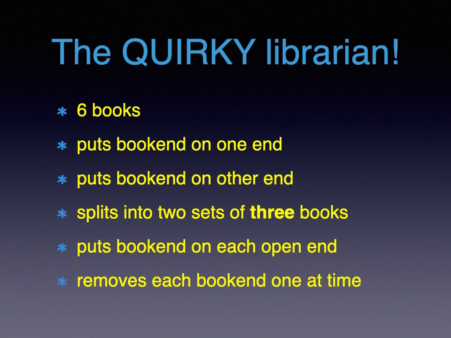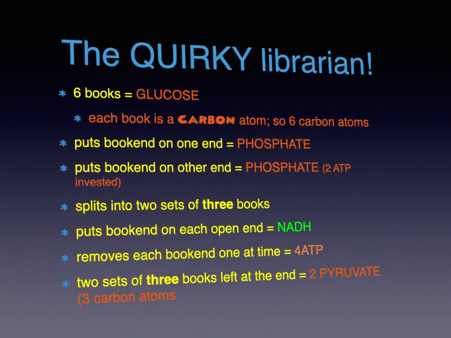And the quirky librarian has 6 books, puts a book in on one end, then puts a book in on the other end, and then splits it right down in the middle into 2 sets of 3 books, and puts a bookend on each open end, and then takes all the bookends away. It's a very quirky thing for a librarian to do.